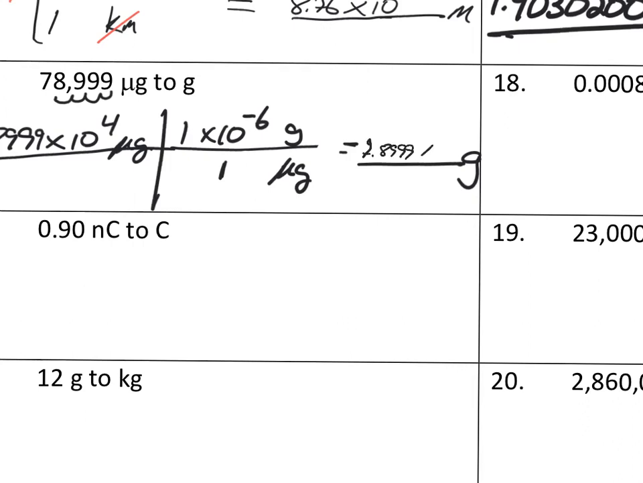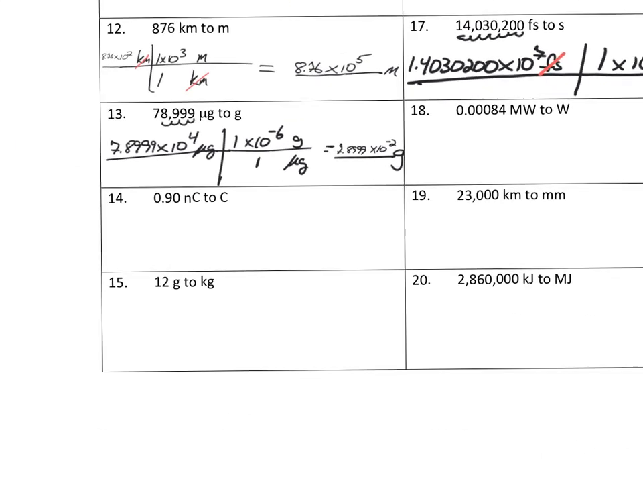7.8999 times 10 to negative 2. 10 to negative 2 grams. I just told her that. I was about to use a calculator anyway. So that's it. Yeah?